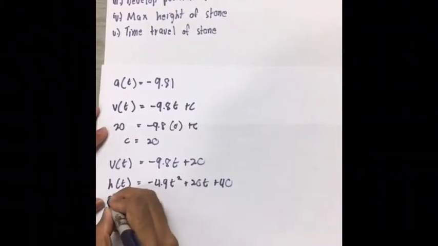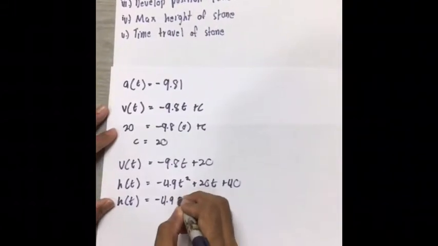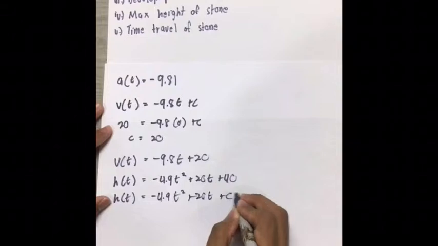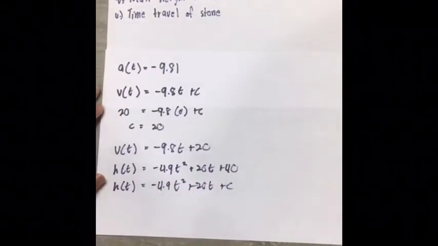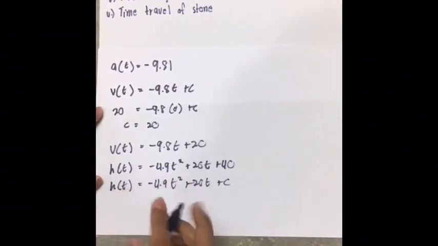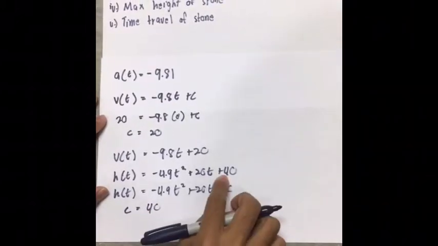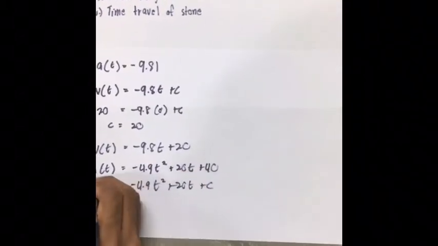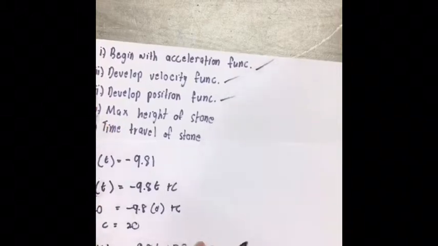Before we get 40, the function is like this: negative 4.9t squared plus 20t plus c. So when the boy starts to throw the stone, the time is 0 and the height is 40. So c will be 40. So we put it in this position function and we get this function. So the third question is done.